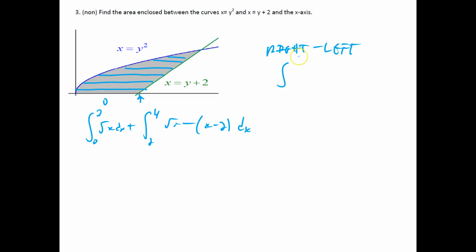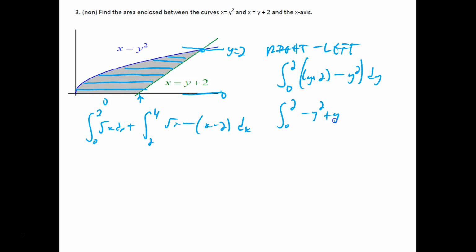So I could integrate from y equals 0 up to y equals, once again, 2. Let's see here, 2 plus 2 is 4, 2 squared is 4. Yep. So from 0 to 2, right minus left. It'd be y plus 2 minus y squared dy. Let's see what we get here. So the integral from 0 to 2 of negative y squared plus y plus 2 dy.